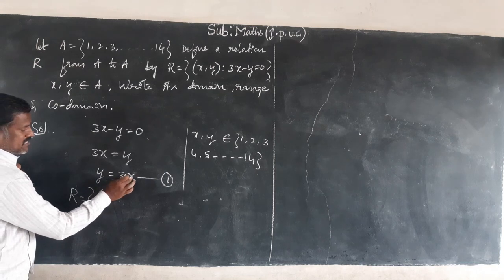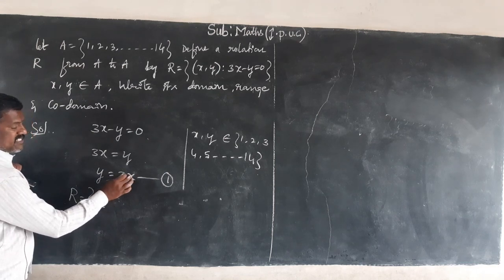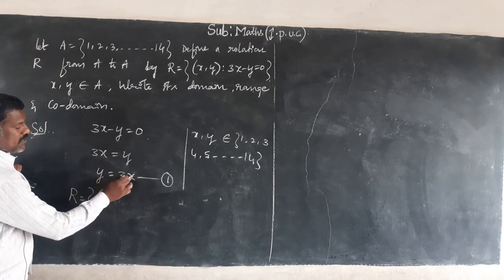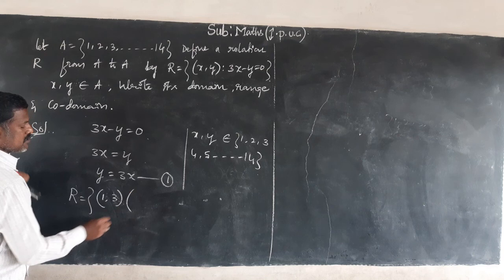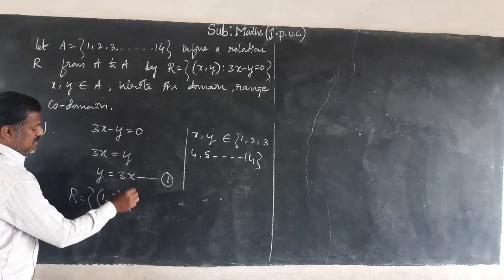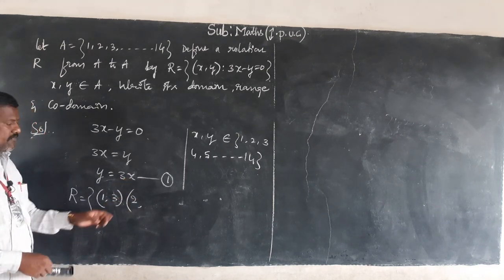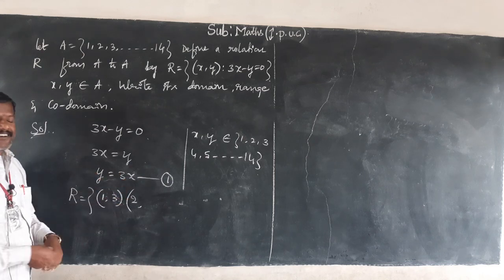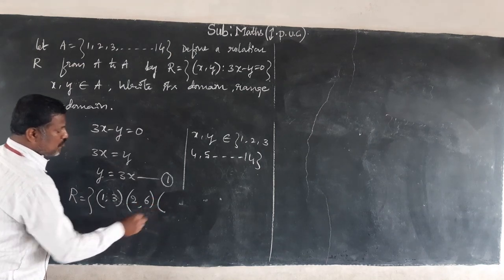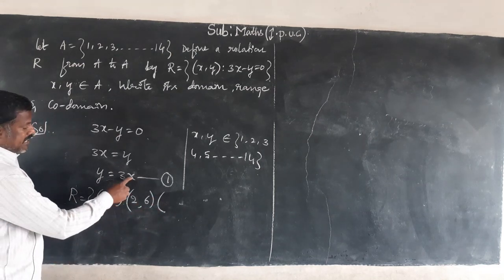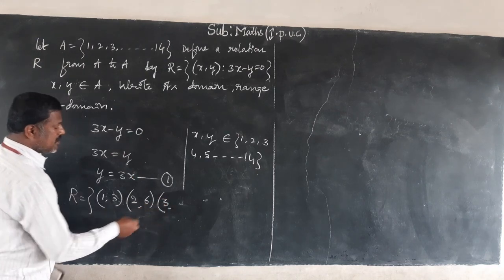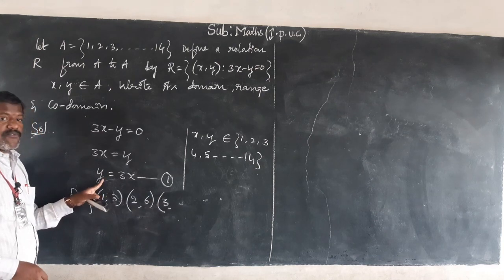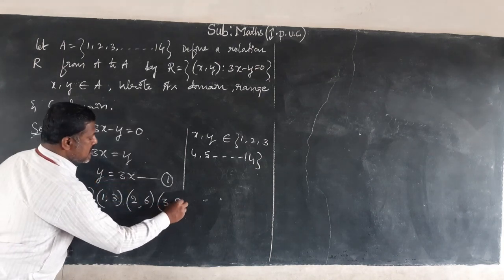Suppose I take in place of x, that is 1, so the value of y is 3 ones are 3. Close the bracket. Now I take in place of x, that is 2, the value of y is 3 twos are 6. Children, listen to me carefully. Again, if I take x as 3, the value of y is 3 threes are 9.